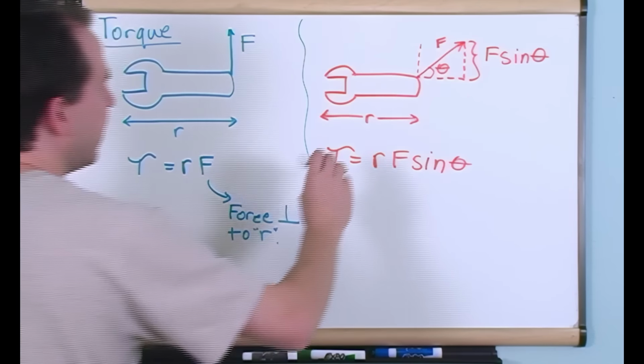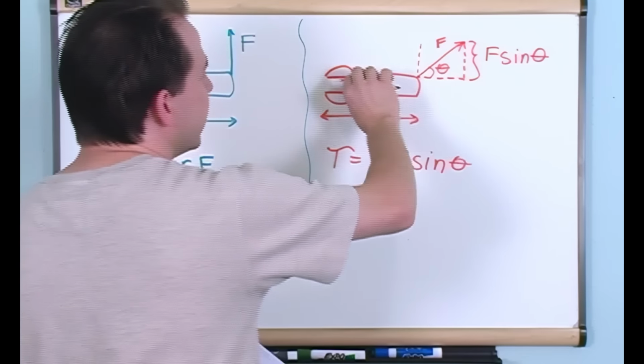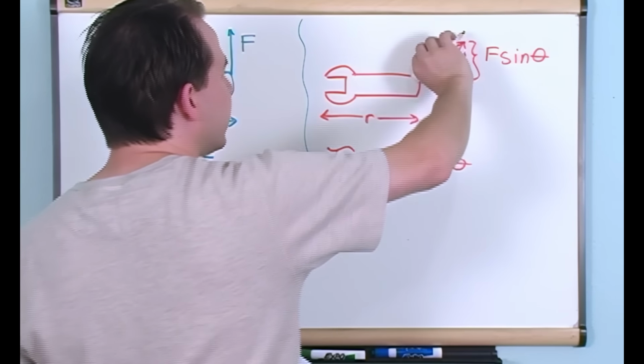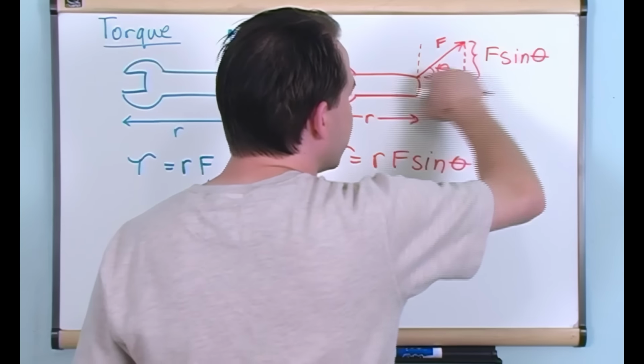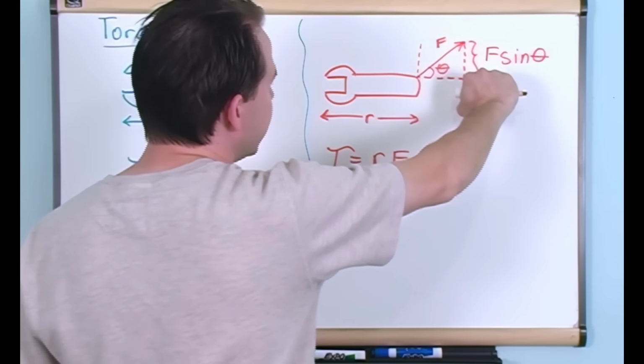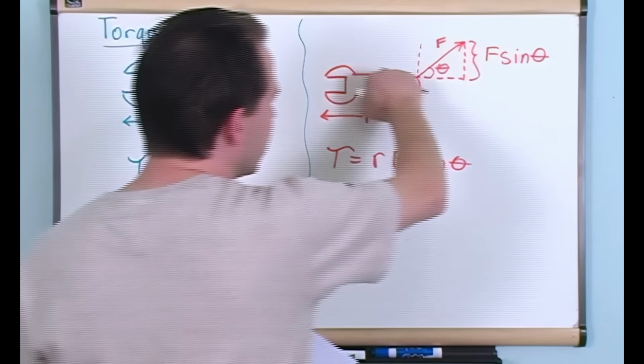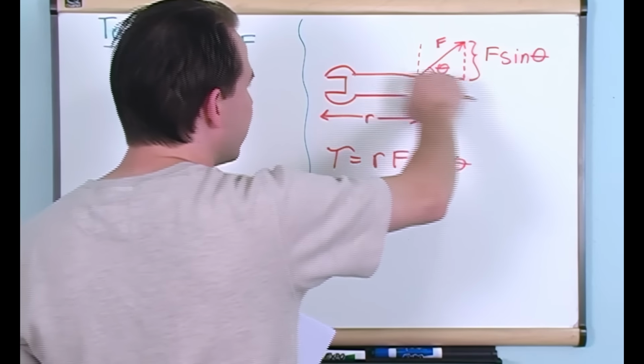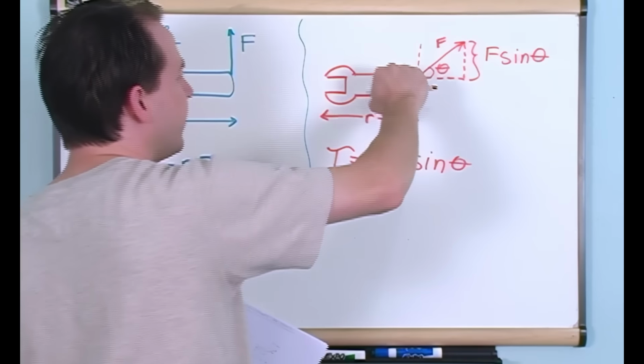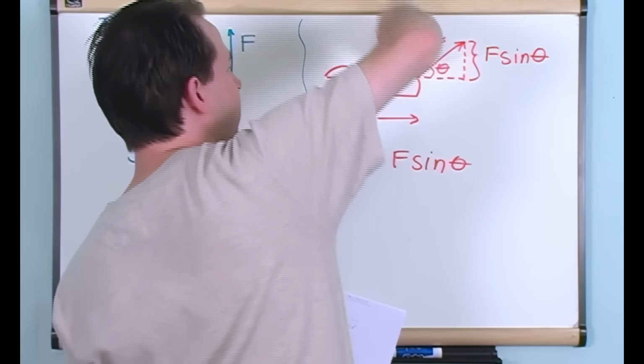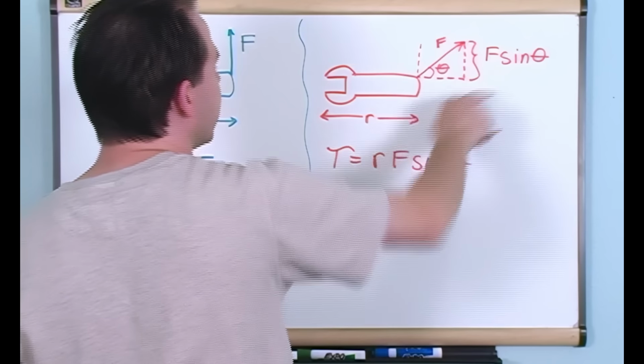And you can kind of convince yourself that any force acting in this direction, okay, so let's say you move this force down here and you started pulling on it like this. Well, that's not going to generate any torque because that's just going to want to pull the wrench out. You're not going to be able to exert any angular force if you're pulling on it like this. You need to be pulling on it up like this. And that's why you use the F sine theta.